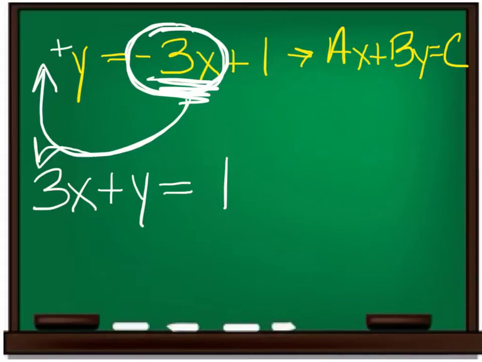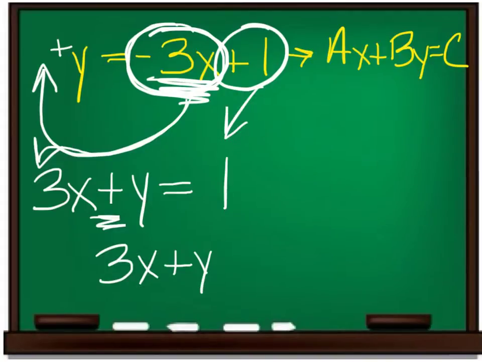This has a plus sign in front of it, but it was not written to start with. It's just a positive sign. So that's why that's plus. And this is left by itself on the right. Your final answer is 3x plus y equals 1.